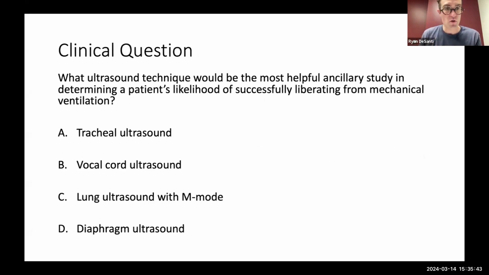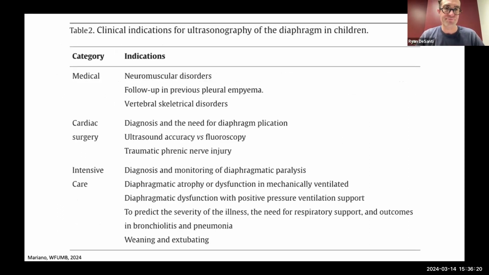So one clinical question: which ultrasound technique would be the most helpful ancillary study in determining the patient's likelihood of successfully liberating from mechanical ventilation? Tracheal ultrasound, vocal cord ultrasound, lung ultrasound with M mode, and diaphragm ultrasound. As Awni had talked about, vocal cord ultrasound may be beneficial in estimating how much edema there may be, but the answer to this question is diaphragm ultrasound, which is what we're going to be talking about.